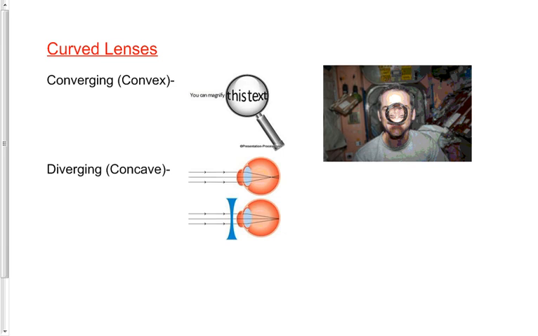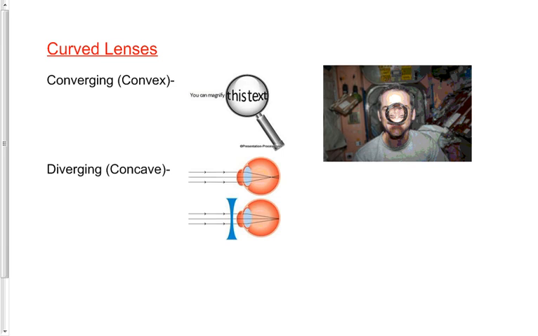But if you think back to last week when we did mirrors, a converging mirror was a concave mirror. Well, now a converging lens is a convex lens. A diverging mirror was a convex mirror. A diverging lens is a concave lens. Sorry. It's a little bit confusing.